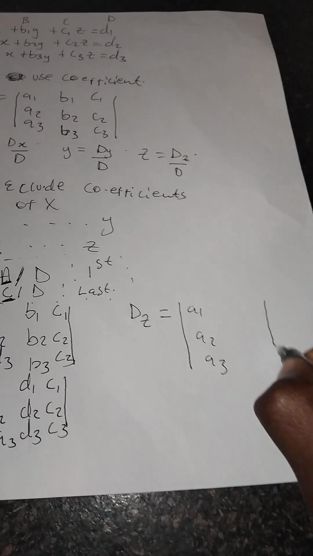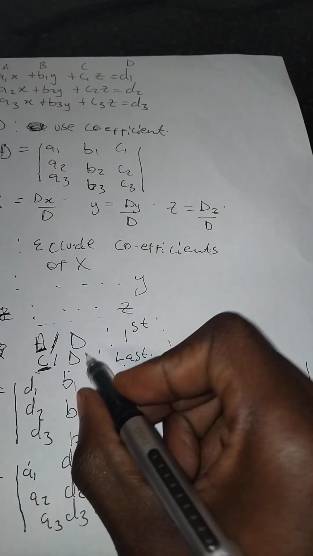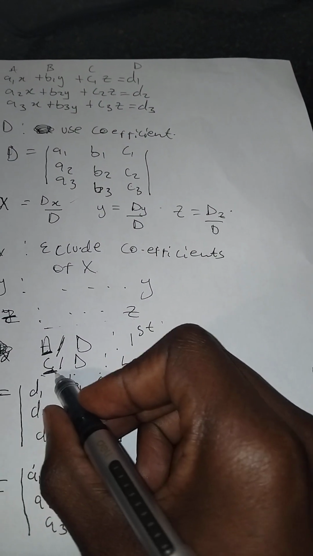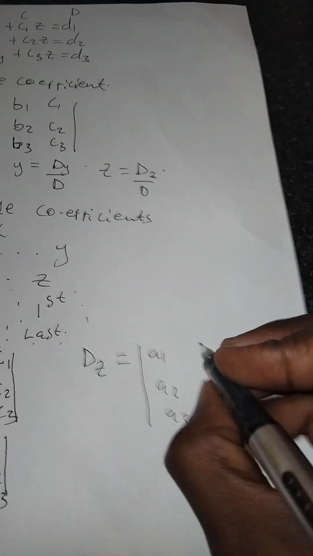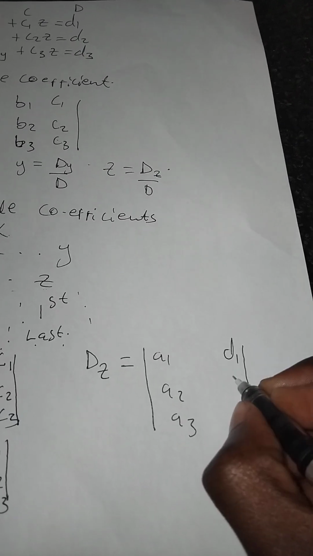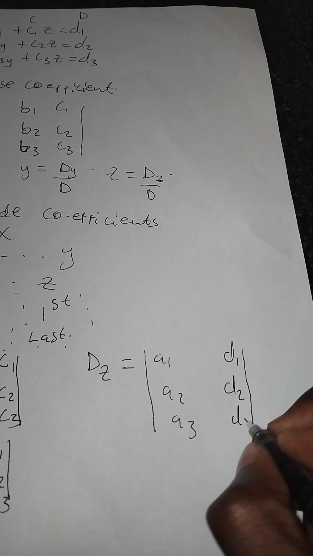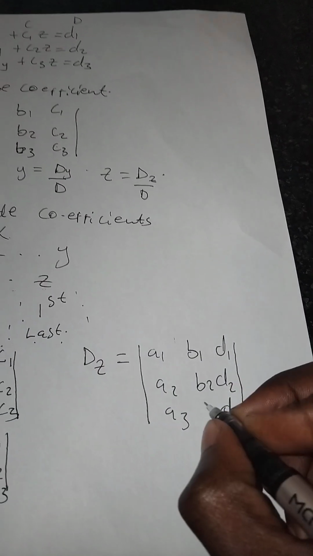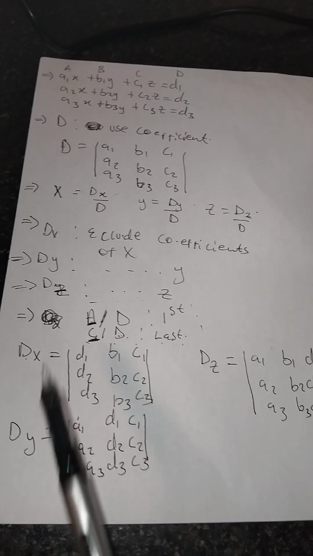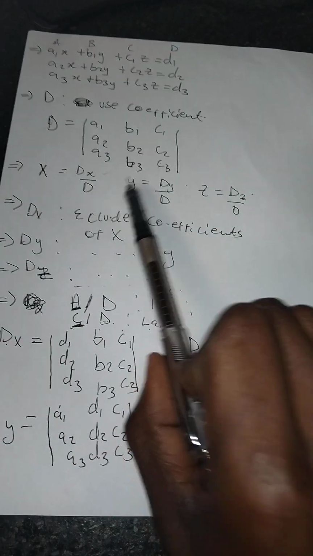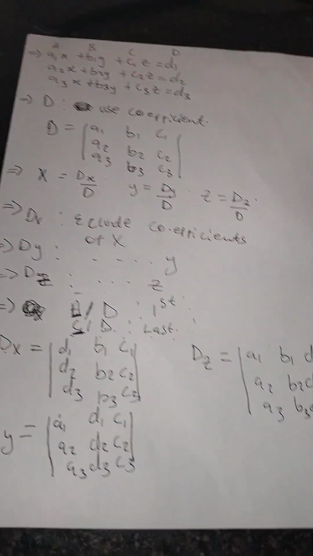And the last one is going to be what? It says c or d last, but we know for z we are fighting with c, so c can't be there at all. Then the last one has to be d. Okay, so the last one is d1, d2, d3. Then the middle one is going to be b1, b2, b3, just like that. So that is how you are going to find the things. Then if we have dx, dy, dz, we can solve for x, y, z. Okay, just like that. So let's look at an example quickly.